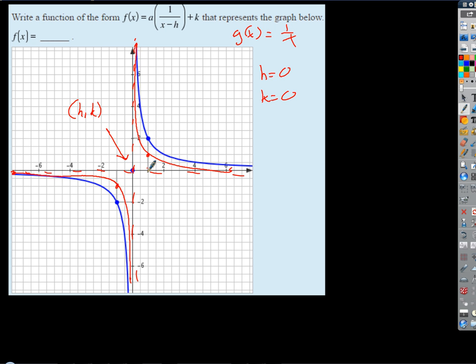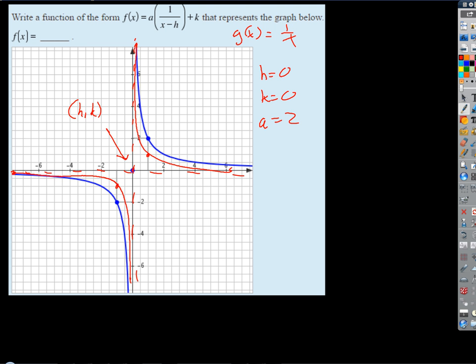Instead of going over 1 and up 1, we're going over 1 and up how far? 2. So what's a? 2. Because that's how much we've multiplied the amount that we go up. Instead of going up 1, we've multiplied that by 2. We stretched it out by a factor of 2. So a is 2.